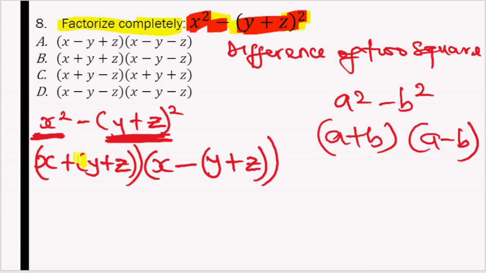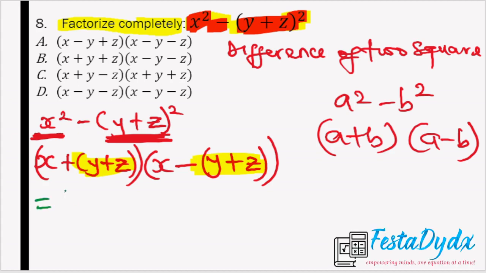So the bracket I'm expanding is this one inside. We're going to expand this bracket, so we'll see what our answer will be like from the option. Now this is equal to x. So we have plus times y is plus y, and then plus times plus z is plus z. We'll close this bracket.